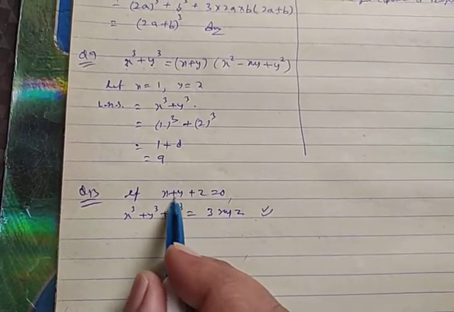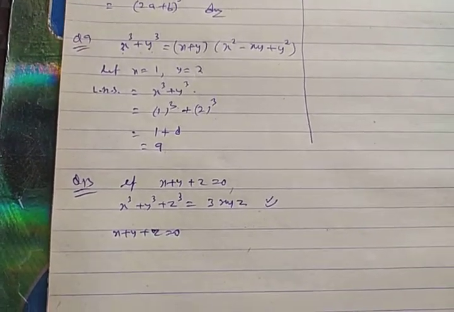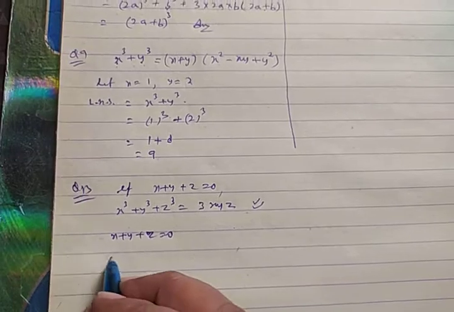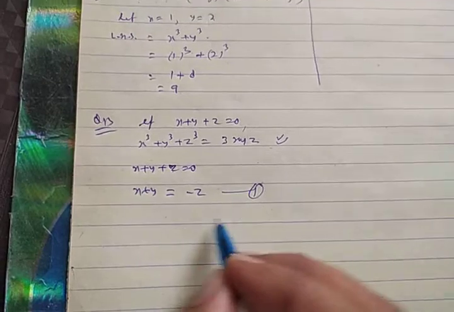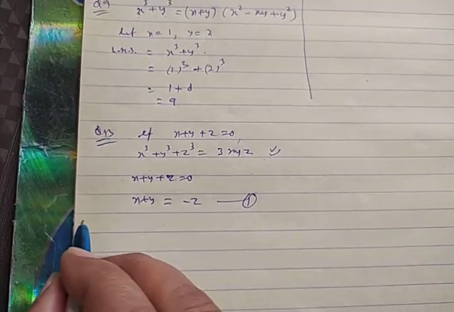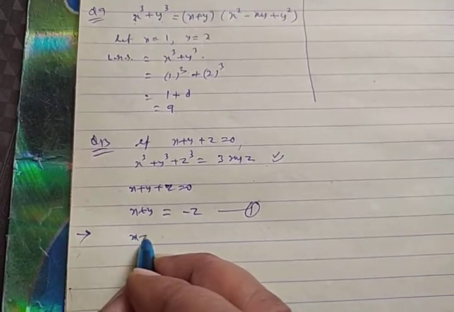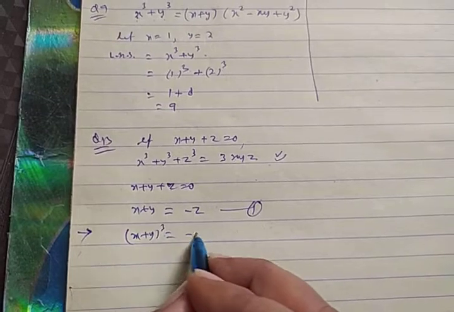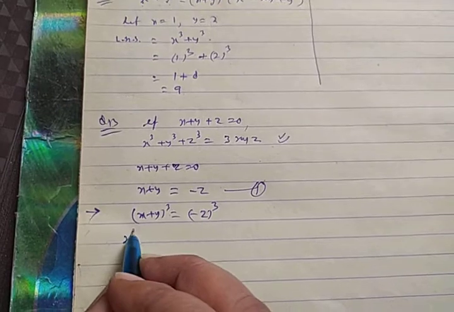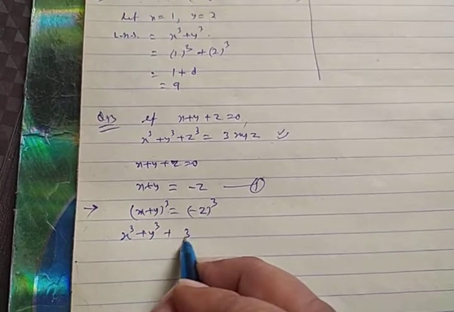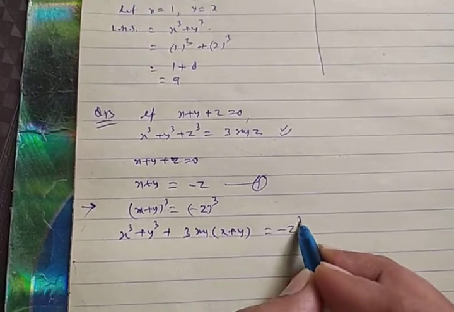For the purpose, I will take the given quantity x plus y plus z is equal to 0. Now shift z to the right side. x plus y is equal to minus z. Take it as equation 1 and cube both sides. x plus y whole cube and minus z cube. What is the formula coming? A plus b whole cube means x cube plus y cube plus 3xy times x plus y is equal to minus z cube.